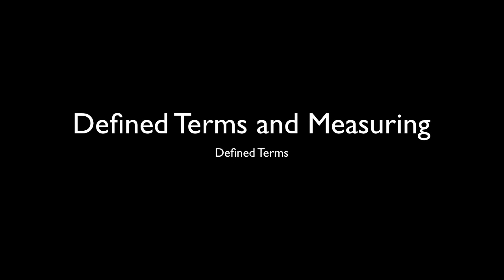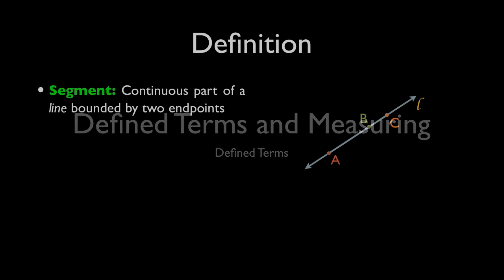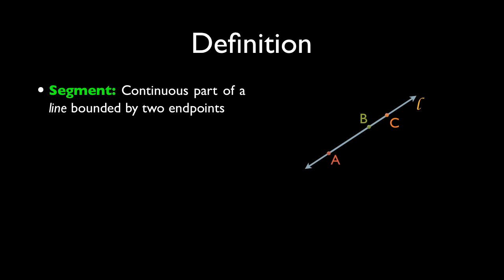Welcome to your second lesson in geometry. This lesson is going to talk about defined terms and measuring. Our first definition is segment. That is a continuous part of a line bounded by two endpoints.